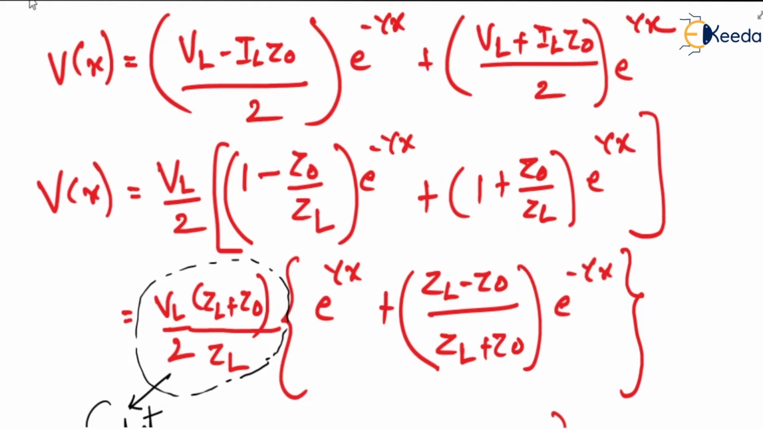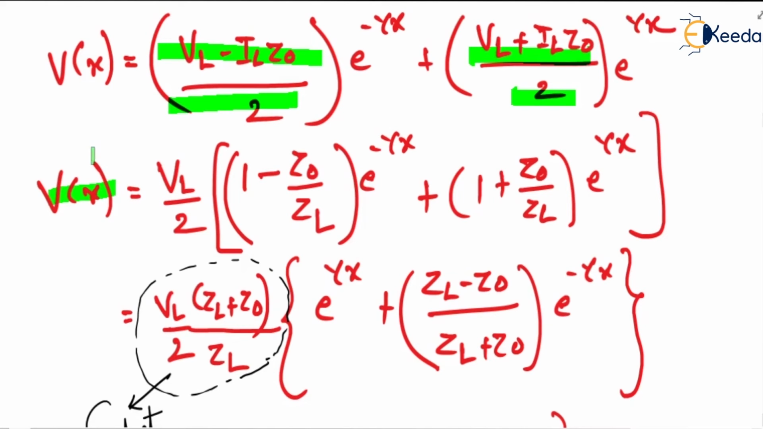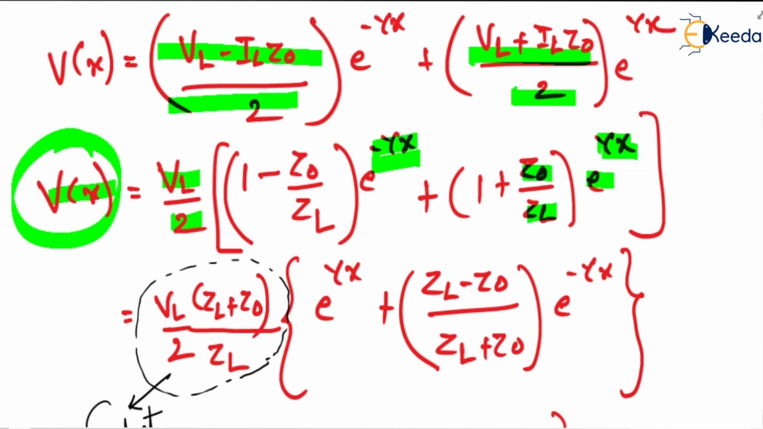So in the voltage equation, C1 e to the power minus gamma x plus C2 e to the power gamma x, we put in the values of C1 and C2. Now we are solving for Vx, the voltage on the transmission line. We take VL by 2 as common. So it is 1 minus Z naught by ZL, where ZL is VL by IL, e to the power minus gamma x, into 1 plus Z naught by ZL e to the power gamma x.